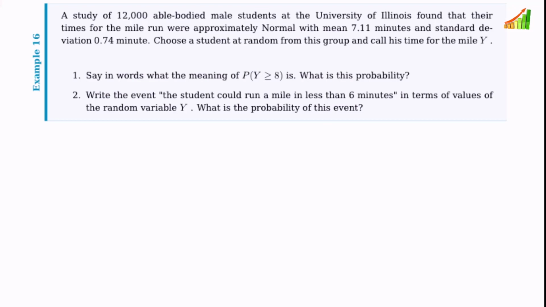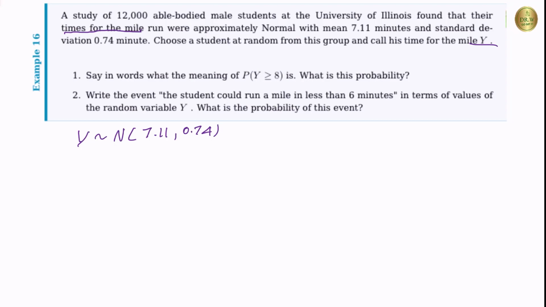Example 16. A study of 12,000 able-bodied male students at the University of Illinois found that their times for the mile run were approximately normal. Times for the mile, then we use y. y has a normal distribution, mean is 7.11 and the standard deviation is 0.74.